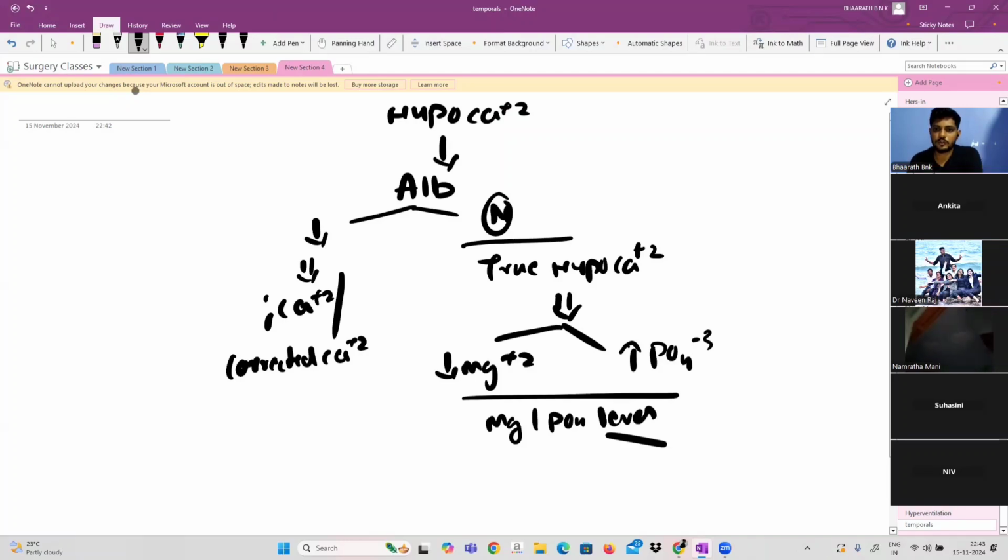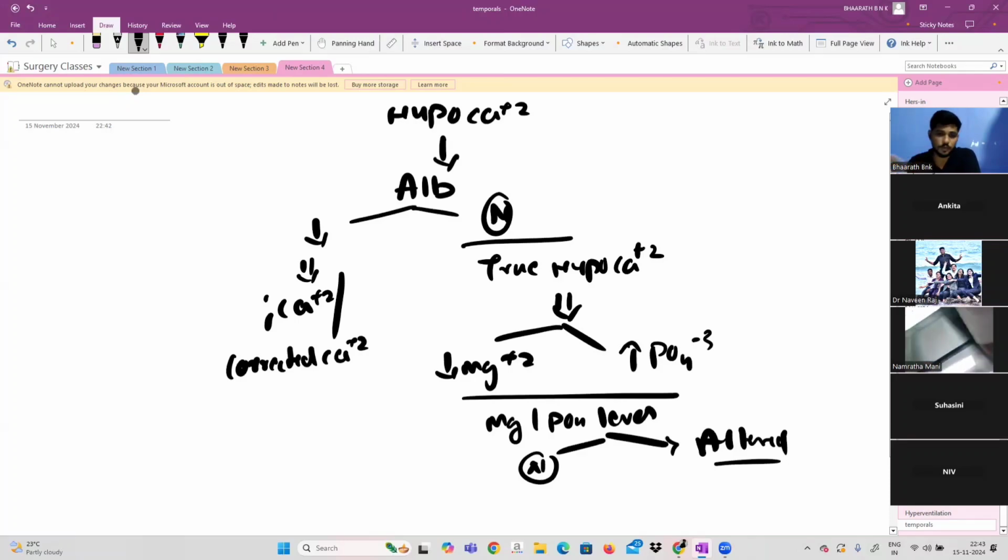So if both of them are altered, you find the cause for them. If both of them are normal, then depending upon your clinical symptoms, you start further investigations, right? So this is how to work up for a hypocalcemia. Coming to the treatment aspects.